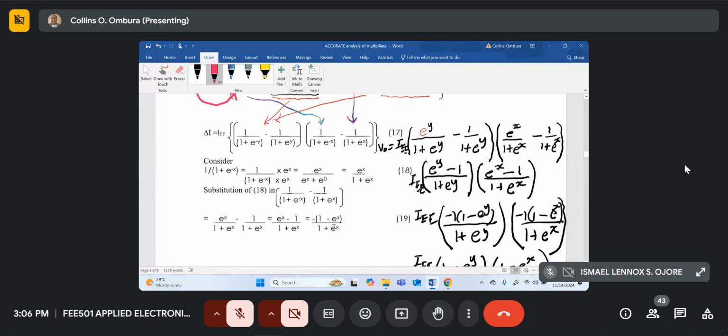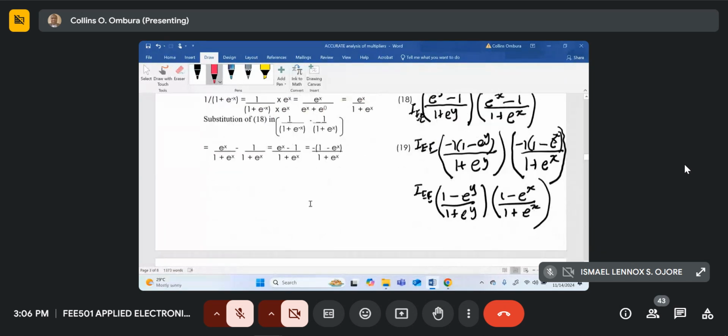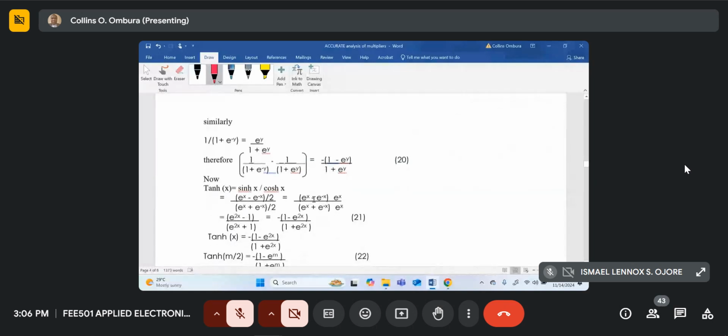Now similarly, I can apply this to this term over here, 1 divided by 1 plus e to the minus y. I'll multiply numerator and denominator by the e to the x. And let me see if I've done it down here. Okay, I've done it here. So I've said similarly, 1 divided by 1 plus e to the minus y can be written as e to the y divided by 1 plus e to the y. I've just taken a shortcut, so I've not done everything the way I did it over here for the x.